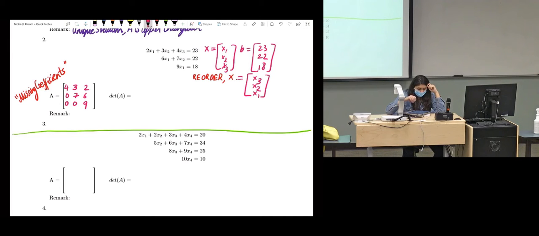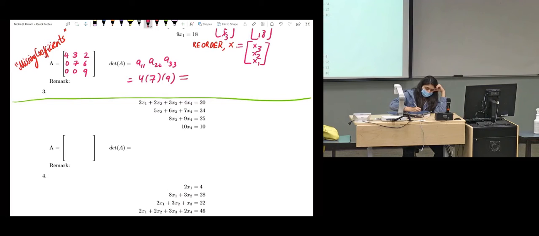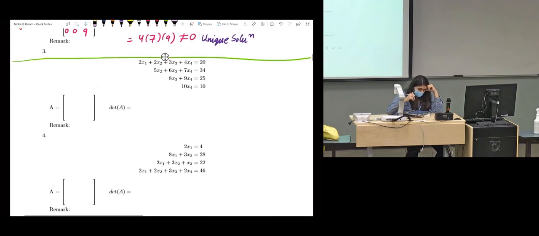So now that I know that it's an upper triangular matrix, I can use the fact that the determinant is the product of the terms on the diagonal. So the product of the terms on the diagonal means A11 times A22 times A33, which is 4 times 7 times 9. I don't know what that is, but I know that it's not 0. So I can find out that my system of equations does indeed have a unique solution, which I can find easily if I wanted to, but I don't want to.